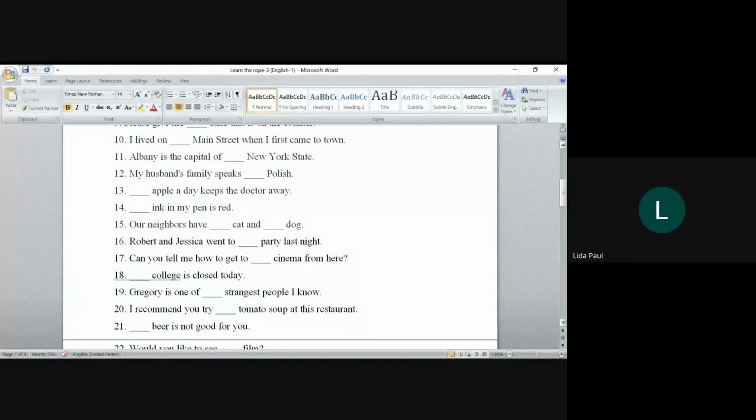So 10th one, I lived on dash Main Street when I first came to town. Again, names of streets. Usually when you're talking about the names of something, you don't require articles. You can simply write it without the article. I lived on Main Street when I first came to town. No article required in this case also.